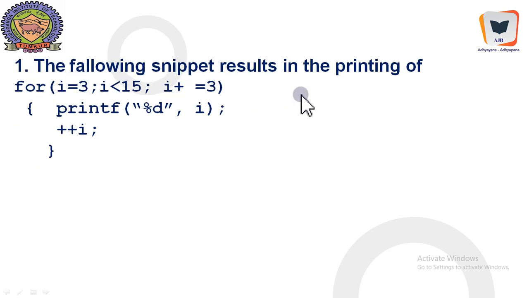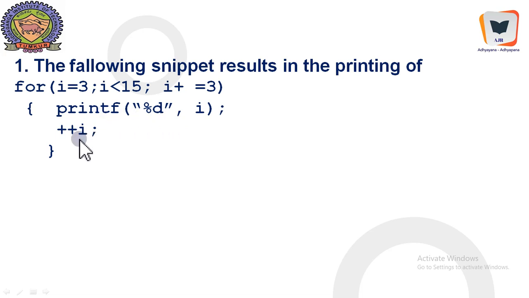The first question goes like this. The following snippet results in the printing of I equal to 3. The for loop starts from 3. It has to end at 14 because it is less than 15. And every increment to I happens by 3, that is I equal to I plus 3. So in the first cycle, I will carry 3, so 3 will be printed.